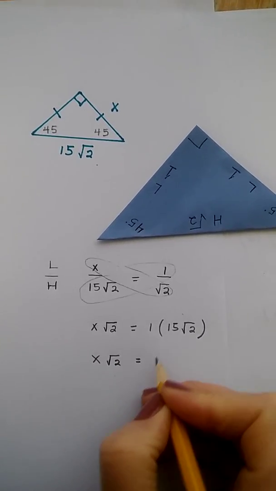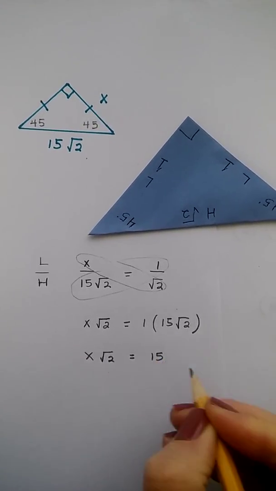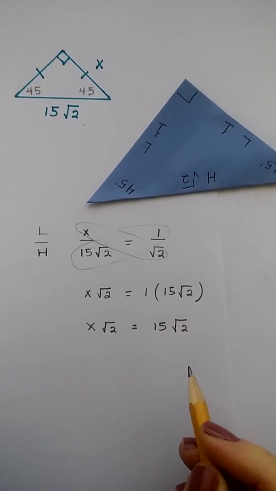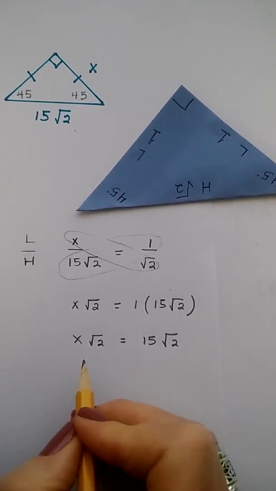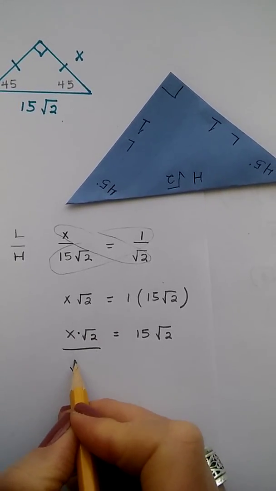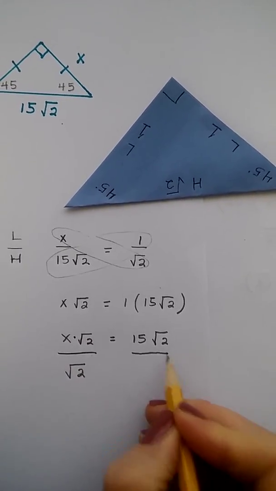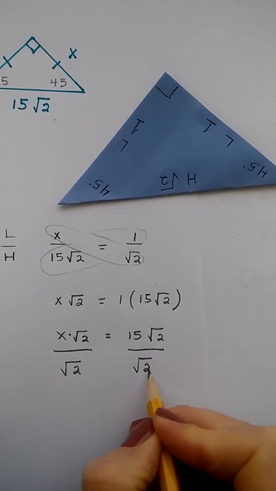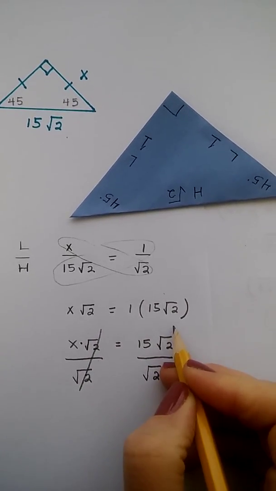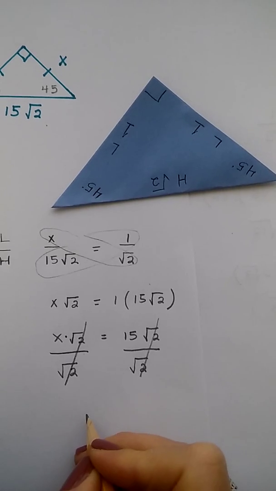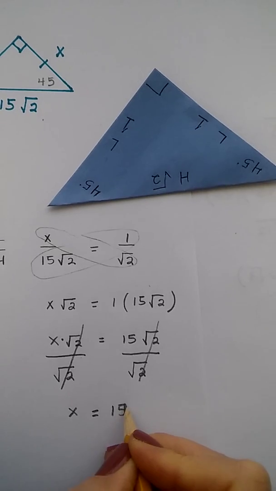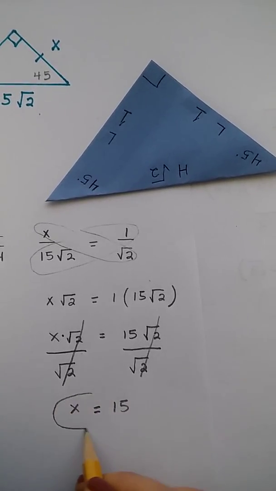Okay, multiplying by 1 is not going to change the 15√2, so just rewrite it that way. Remember, in Algebra 1, you emphasize a lot how you want to isolate x. This is multiplication. We're going to undo it using division. Here, the √2 cancels away. Here, they also cancel away. So I'm left with x equals 15. This is my final answer here.